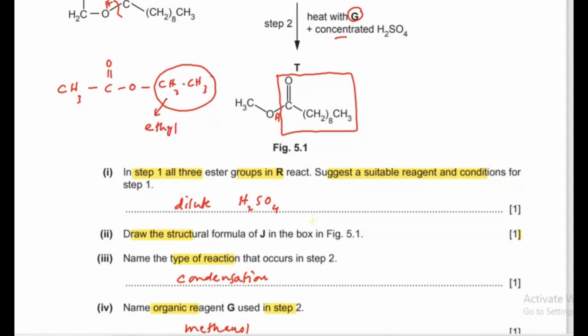So this is ethyl. Then how many carbon atoms are there in the acid part? Two carbon atoms. So this is ethanoate. The name of this ester is ethyl ethanoate. Now we are using methyl as the alcohol part, and there are 10 carbons in the acid, 8, 9, 10. And there are 10 carbon atoms.